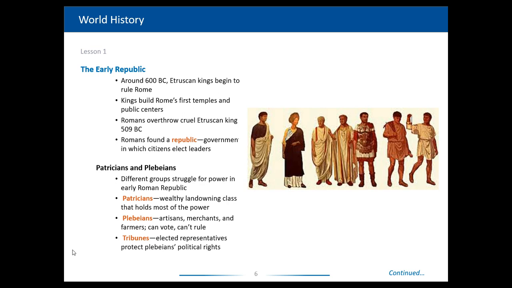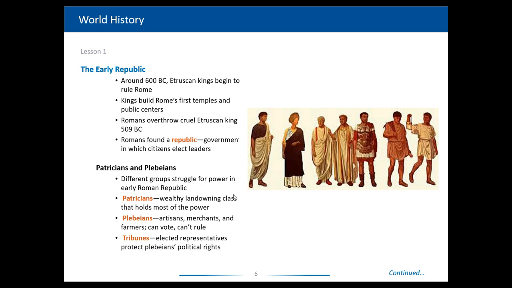The patricians and plebeians. Different groups struggle for power in the early Roman Republic. First, we have the patricians. The patricians are the wealthy land-owning class. They hold most of the power. The plebeians are the artisans, merchants, and farmers. They can vote, but they can't rule. Tribunes are elected representatives who protect the plebeians and political rights.